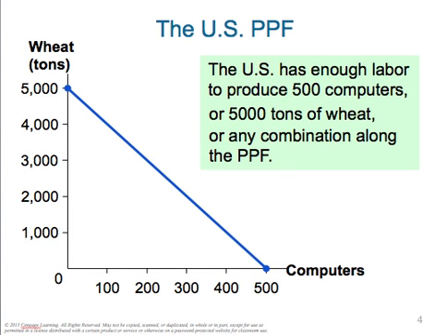So again, the U.S. has 50,000 labor hours. It takes 100 hours to produce a computer. If the U.S. uses all of its labor to produce computers, then it will produce 50,000 divided by 100, which is 500 computers. Hence, the horizontal intercept is 500 computers, where it's also 0 wheat. It takes 10 hours to produce a ton of wheat. If the U.S. uses all of its labor to produce wheat, then it will produce 50,000 hours divided by 10 hours, which is 5,000 tons of wheat. Hence, the vertical intercept is 0 computers and 5,000 tons of wheat. So in this example, the PPF is a straight line that connects the two endpoints.